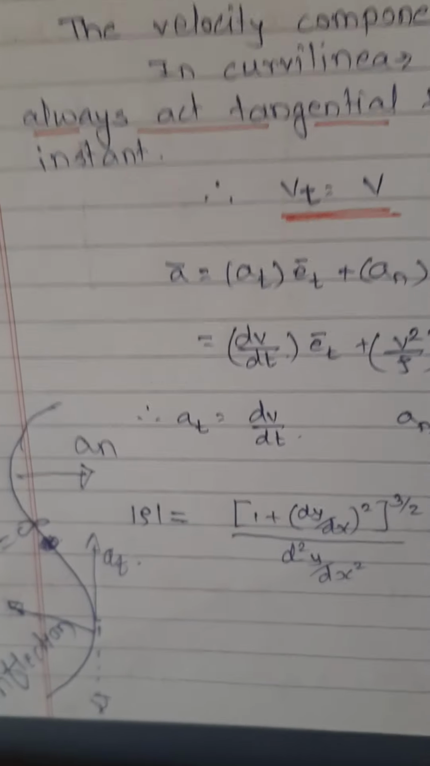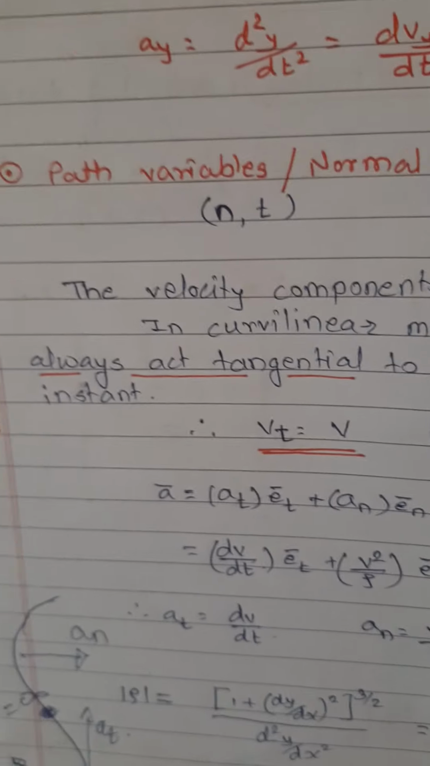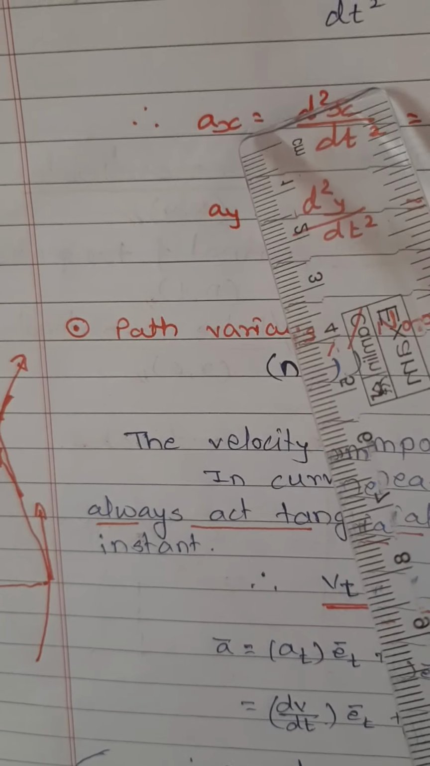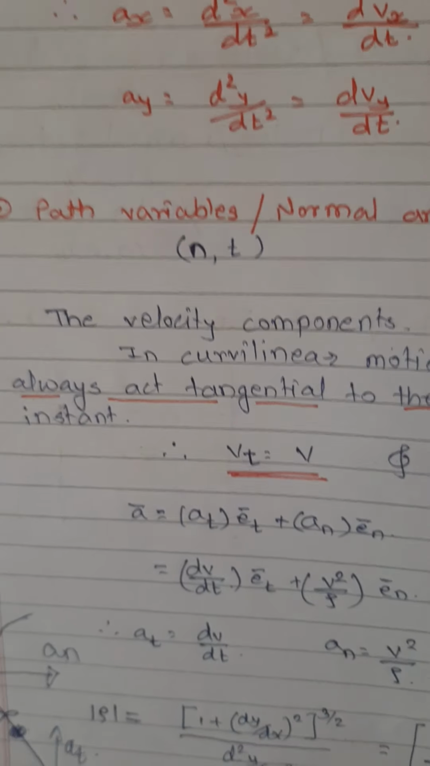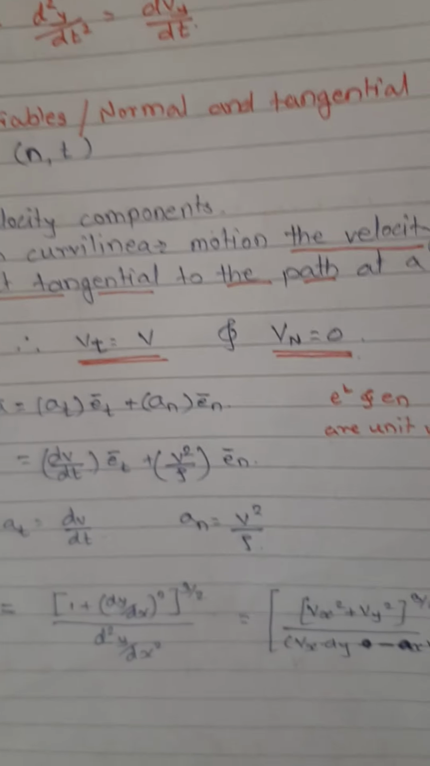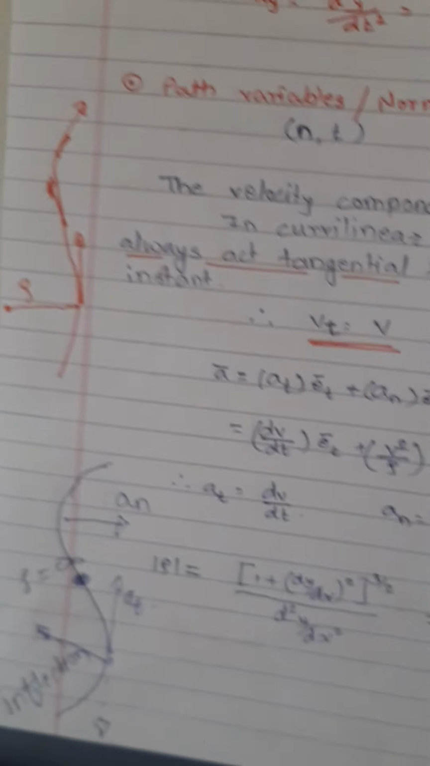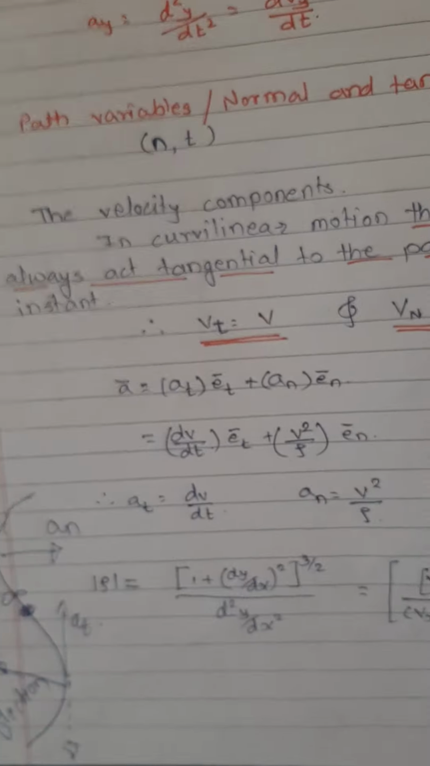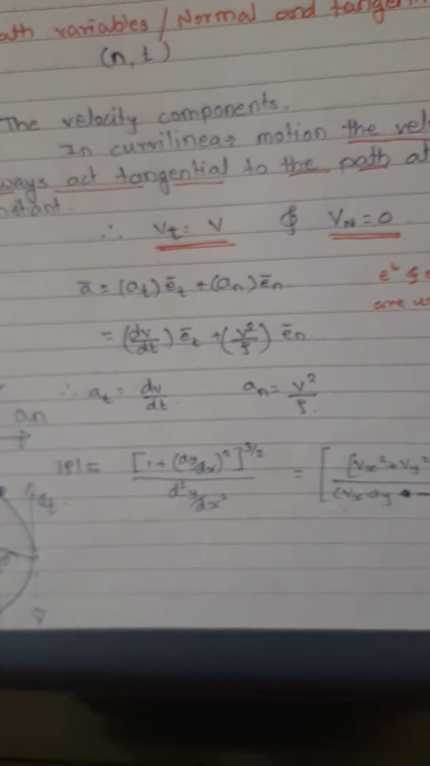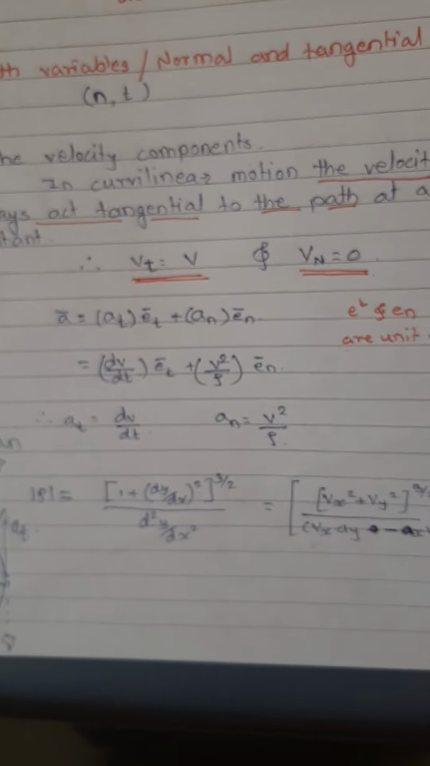Therefore, we have the components of acceleration along x and y direction, that is, it can be further written as a bar = ax i + ay j. So in this way we can find the rectangular components of velocity and acceleration. This was for the Cartesian system of coordinates.